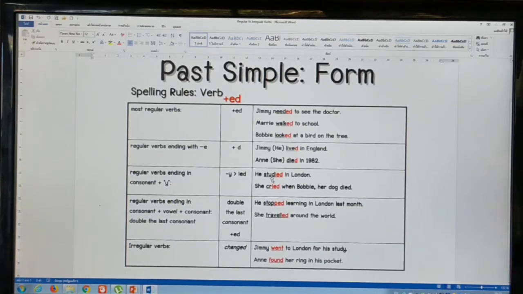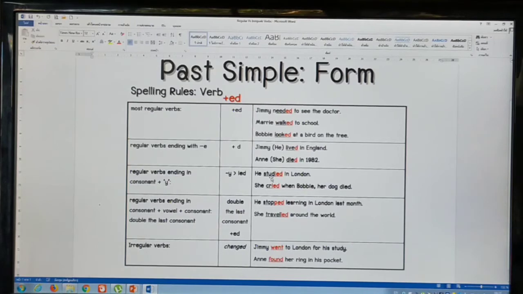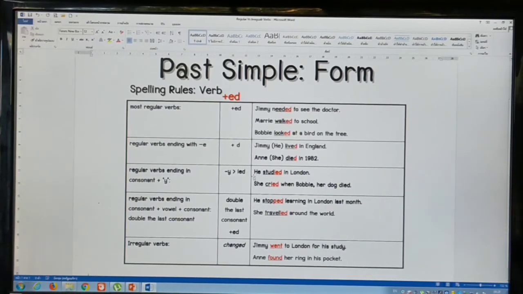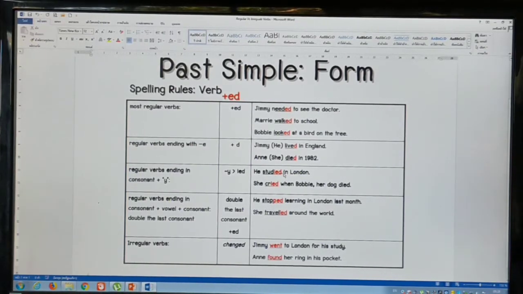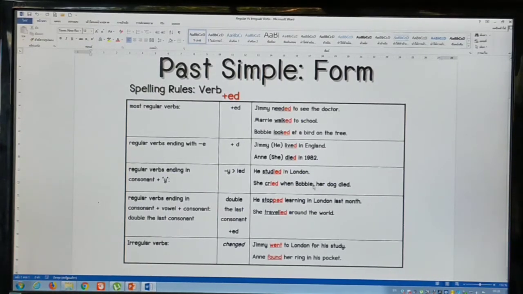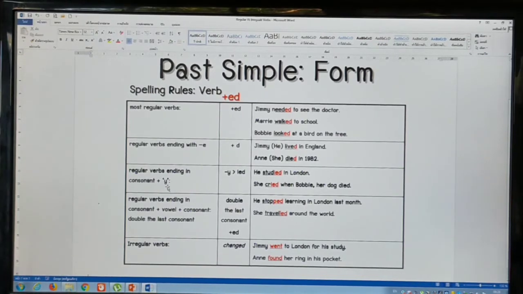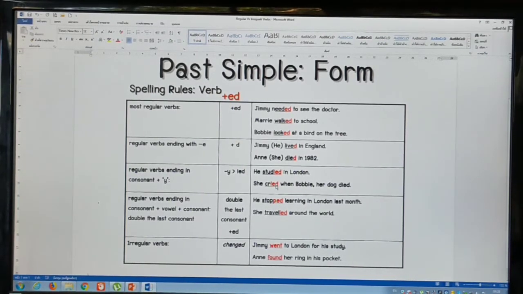Study in verb 1 is spelled as study. So it ended with y. That's why you cancel y and add ied to make verb 2. Same with "She cried when Bobby, her dog, died." Cried. In verb 1, cry is spelled as cry. So it ended with a consonant plus y, so you cancel y and add ied to form verb 2.